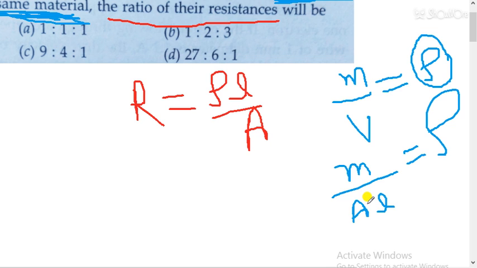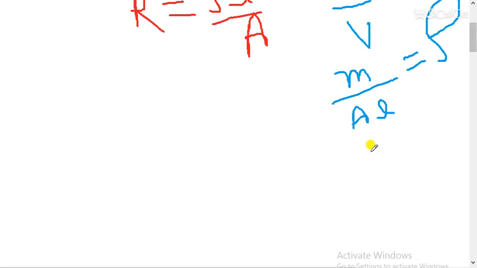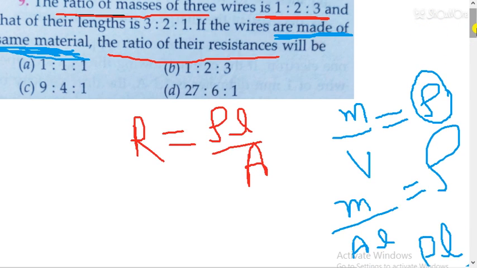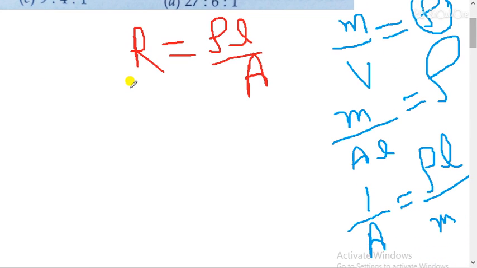So if I have to find 1 by A, I can write 1 by A in which term? 1 by A equal to density upon mass into length. So what I will do here, I will put this value that I have calculated.